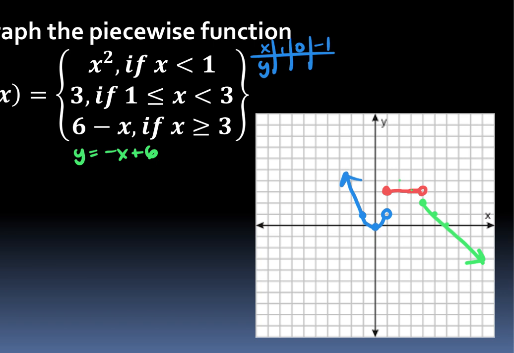Double check your answer at the end. Does it pass your vertical line test? If it doesn't, then you know you did something wrong. There should be no overlapping points. If there are two x values that have different y values, one of them must be open. Both of them can be open, but one of them has to be open.